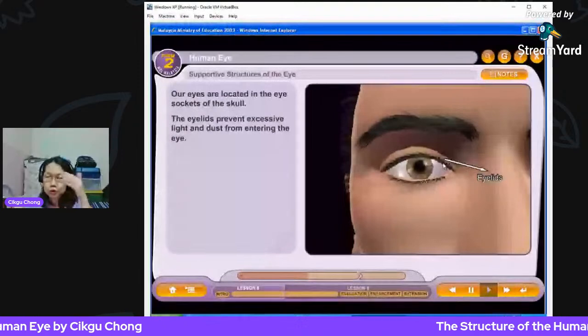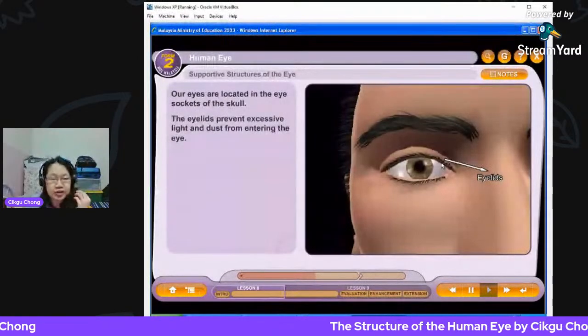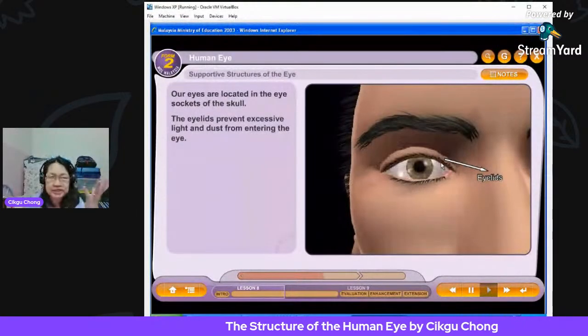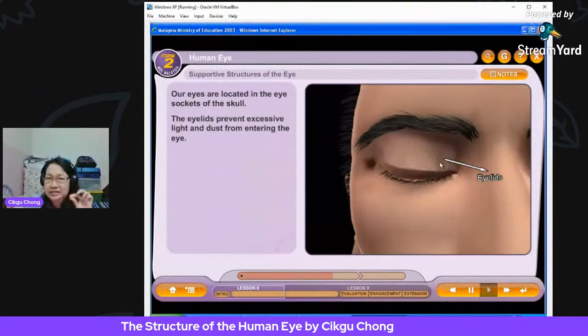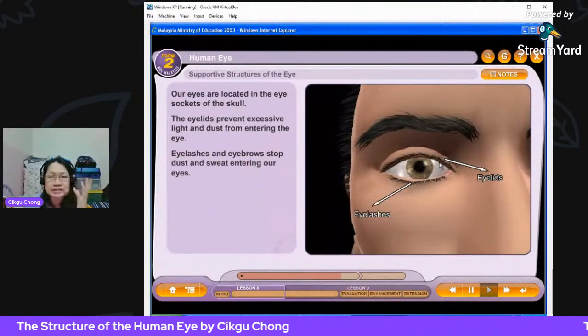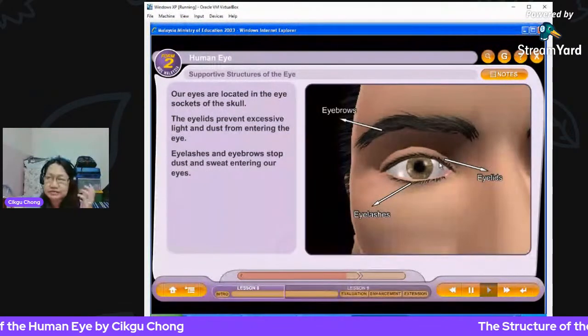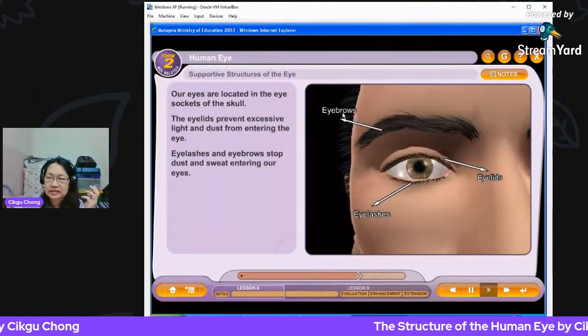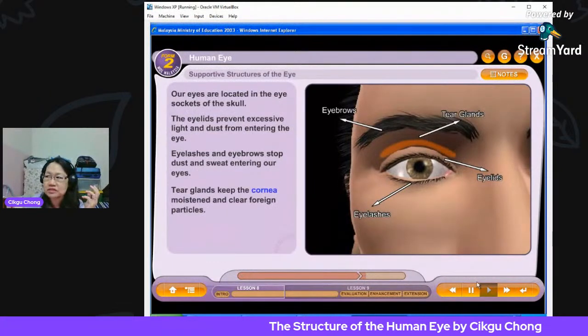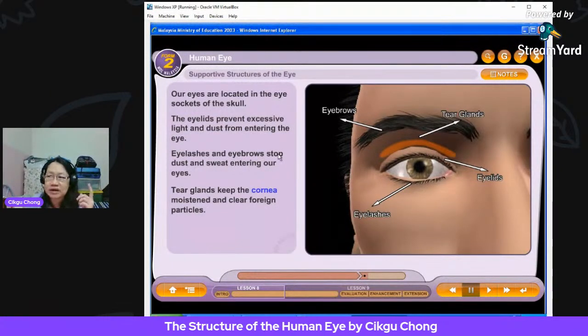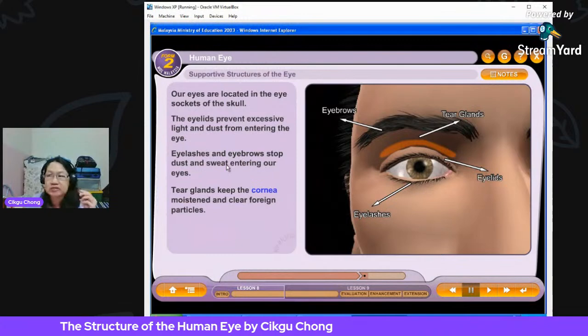Eyelids close to prevent the dust from entering the eye, and also when it's too bright. Blinking: when you blink your eyes, you will actually produce the tears. Yes, eyelashes and eyebrows. Eyelashes and eyebrows will stop the dust and sweat from entering our eyes.